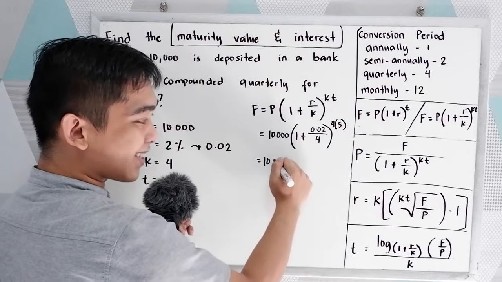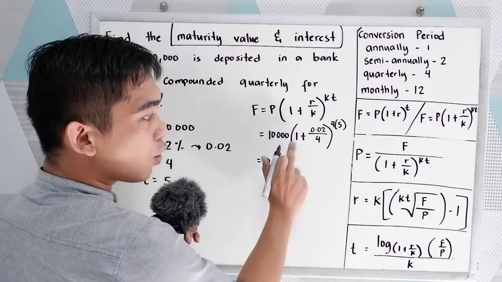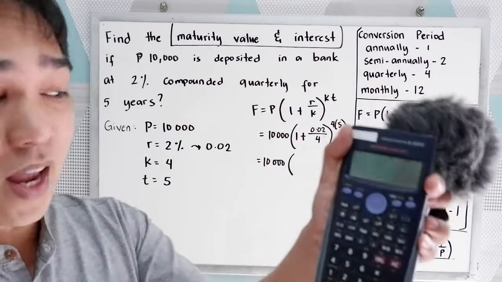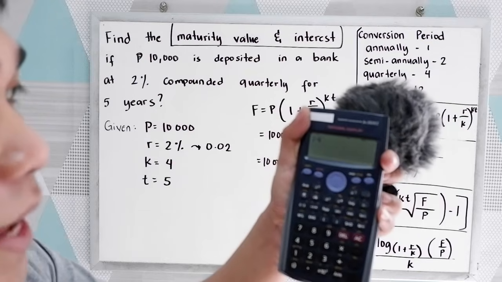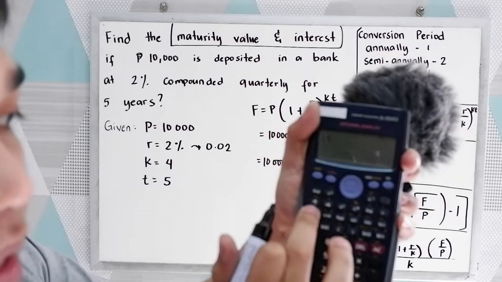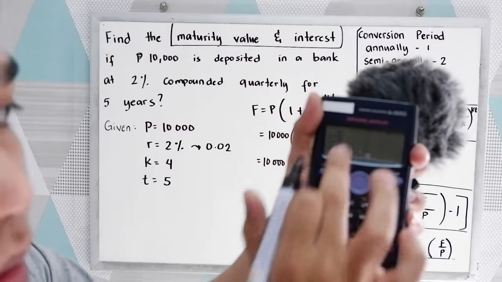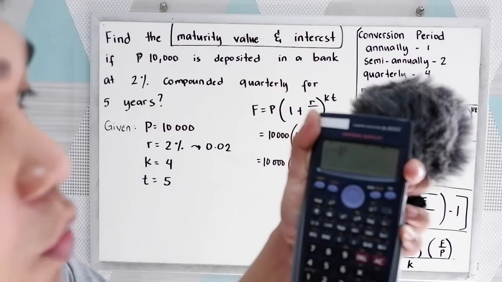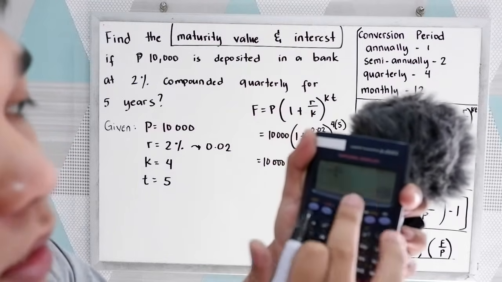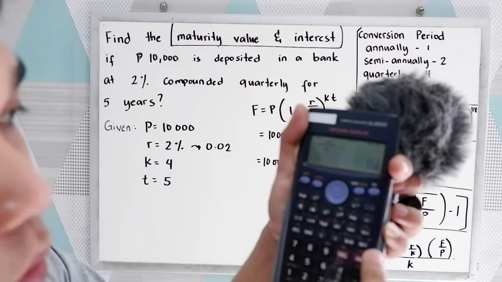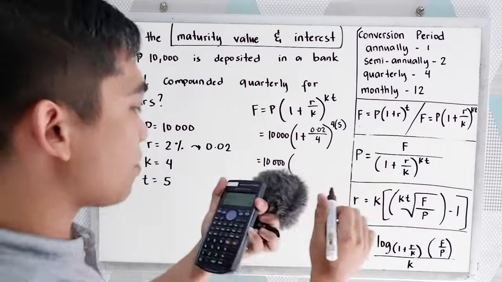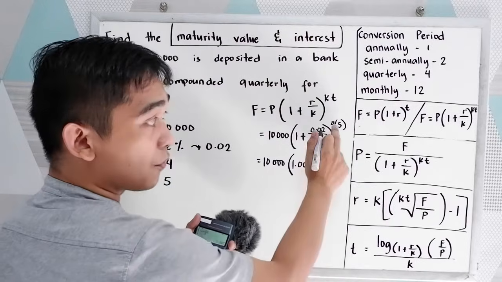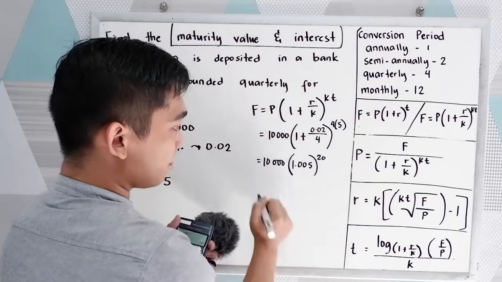Now we have 10,000 times 1 plus 0.02. To use your calculator, 1 plus, then press the fraction function. We have 0.02 all over 4. We need to add that. That will give us 1.005, raised to 4 times 5, 20.